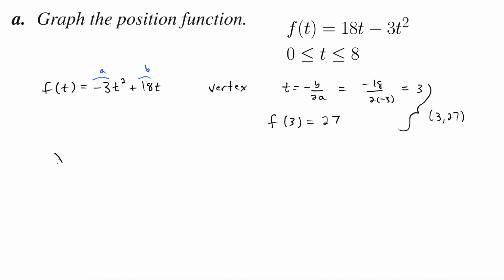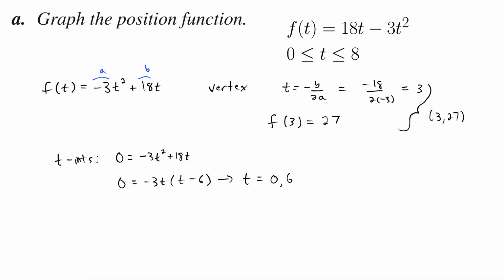Next, we need our x-intercepts, or I guess we'll call these our t-intercepts. To do that, we set the whole thing equal to 0. 0 equals negative 3t squared plus 18t. Remember, you always set the opposite variable equal to 0. So when we want the t-intercepts, we're going to set f of t equal to 0 and then solve for t. We can factor out a negative 3t here. That leaves us with t minus 6. And then we can see that our intercepts are t equals 0 and 6.